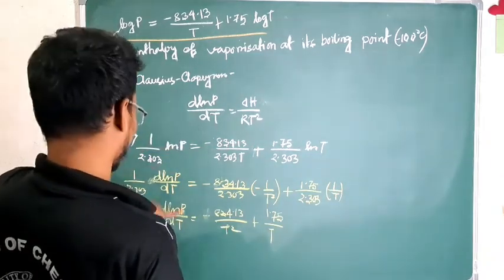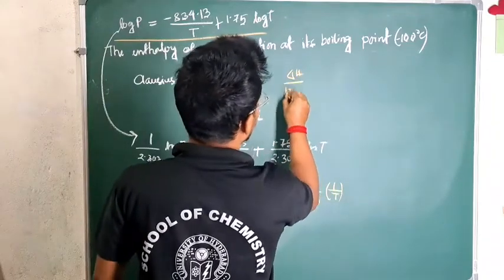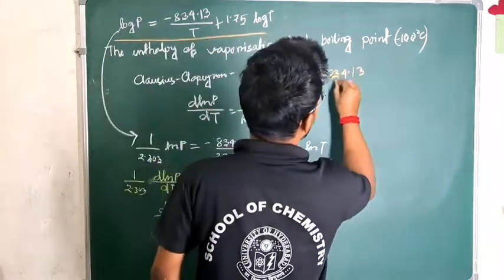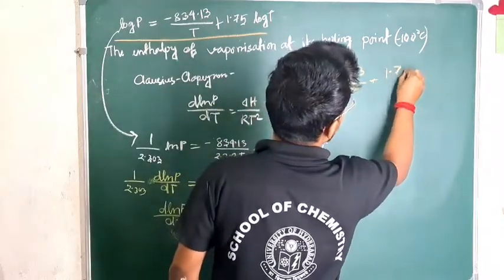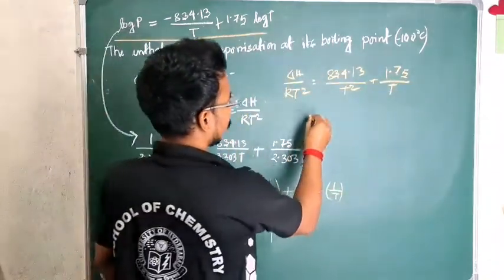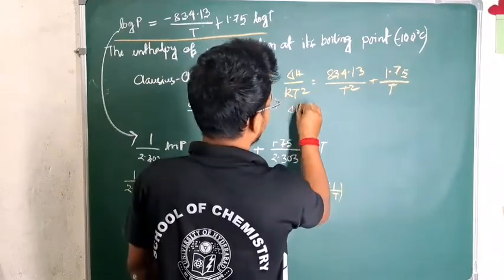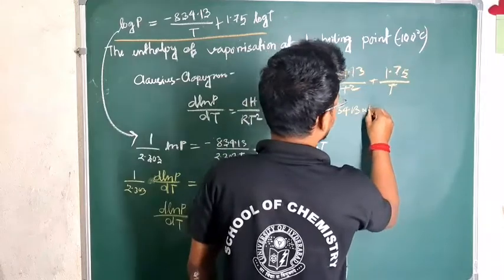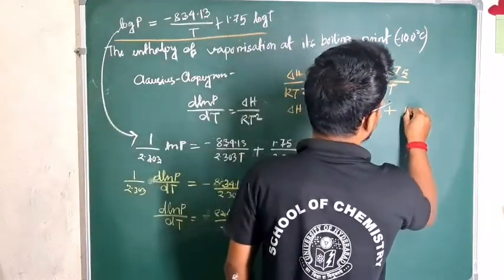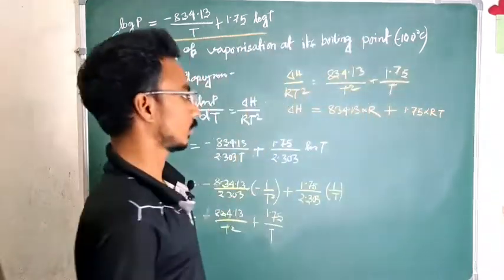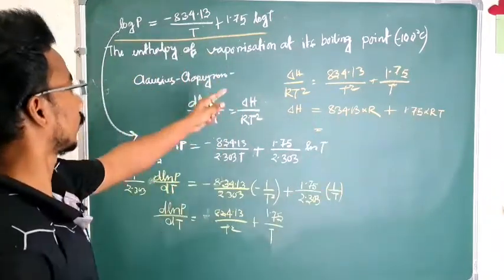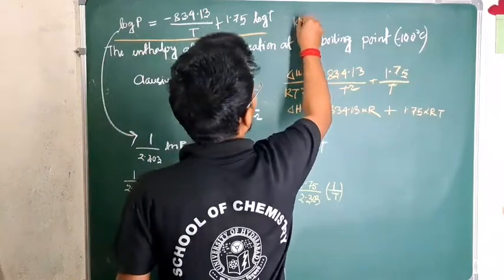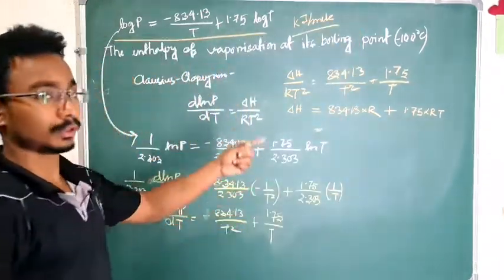Now we can relate with this equation. Delta H by R T square equals 834.13 by T square plus 1.75 by T. Multiplying with R T square, delta H will be 834.13 into R, T square cancels, plus 1.75 into R T. They are asking in kilojoule per mole, I forgot to write that. We have to calculate the answer in kilojoule per mole.